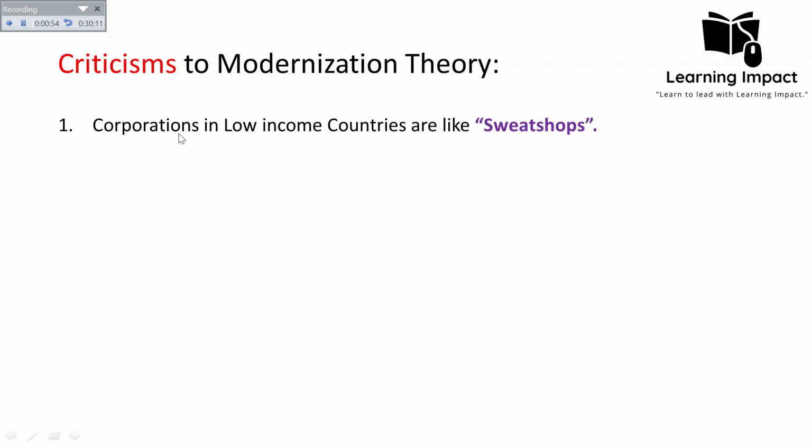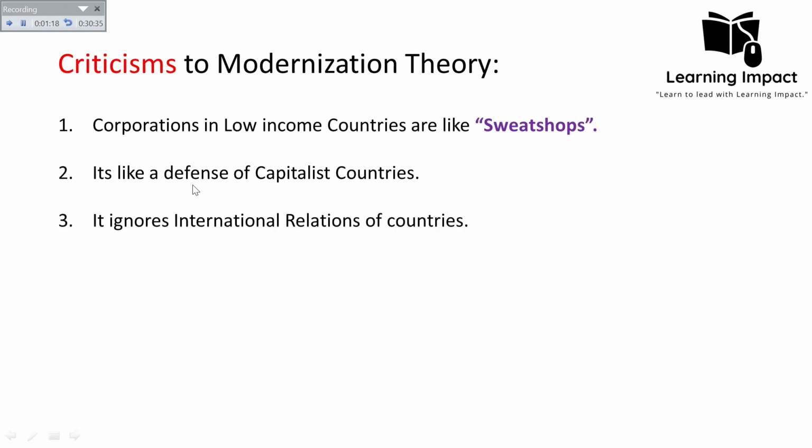And also the critics believe that modernization theory is a kind of defense of the capitalist countries, because it depicts a picture of how capitalism is beneficial for our society. So the critics mostly view modernization theory as a defense of the capitalist countries. And also that it ignores international relations of countries.